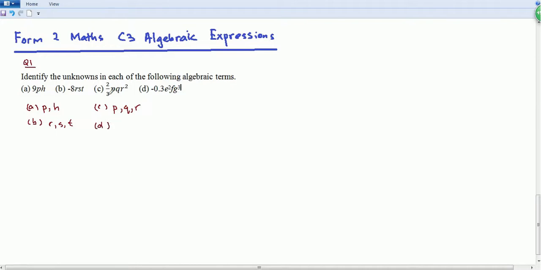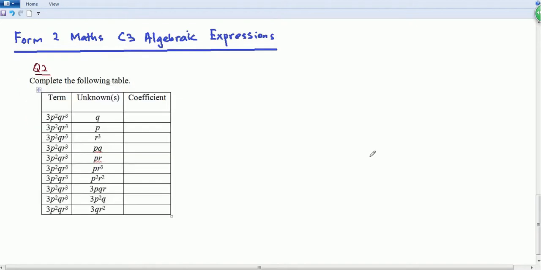When I ask you, identify the unknown in these algebraic terms, you cannot write E squared F G cubed. Cannot. The unknown involved is E, F, and the last one is only G. Okay? Not G cubed. And you should have no problem to solve these questions. Let's go to the second question.